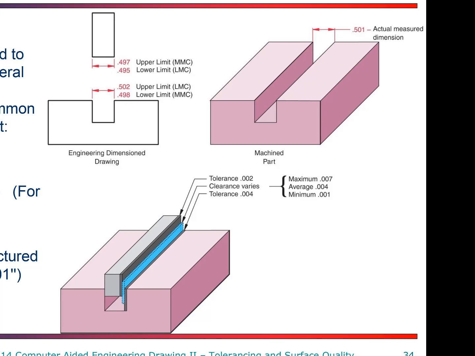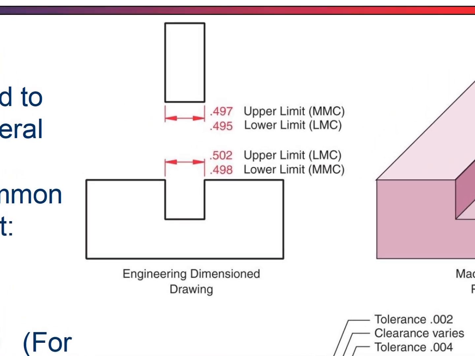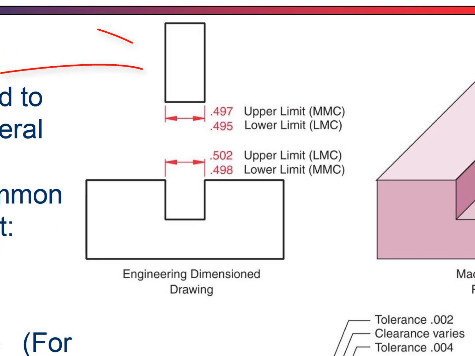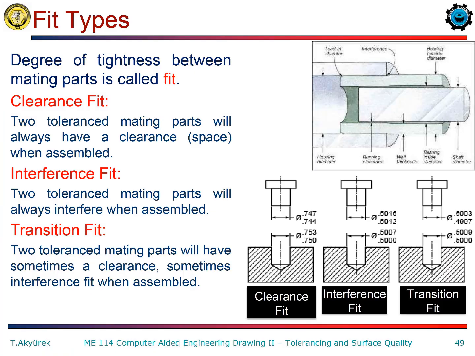Maximum material condition of an external feature, such as a shaft, is the upper limit, while that of an internal feature like a hole is the lower limit. Least material condition is the condition of the part when it contains the least amount of material. Least material condition of an external feature, such as a shaft, is the lower limit, while that of an internal feature like a hole is the upper limit. When determining the tolerances for the parts, the function of a part is important.